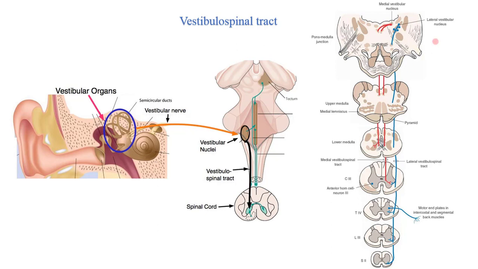The lateral vestibulospinal tract descends from the lateral vestibular nucleus ipsilaterally. What does that mean? Well, that just means it travels on the same side and doesn't cross over to the other side of the body. It acts to stimulate the extensors and inhibit the flexor muscles in the neck, the back, and the limbs that are related to balance.